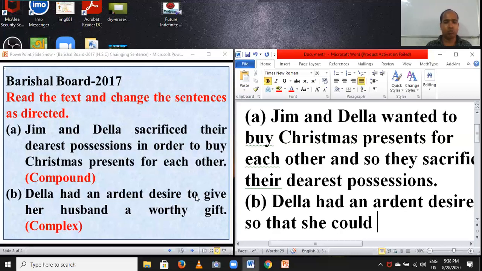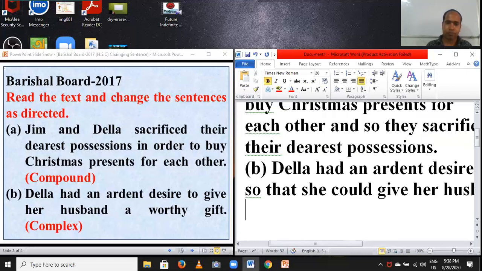Students, write "give her husband a worthy gift", the part that comes after "to". In this way you can change simple into complex by using these rules: to plus B1. Going to the next question, C.